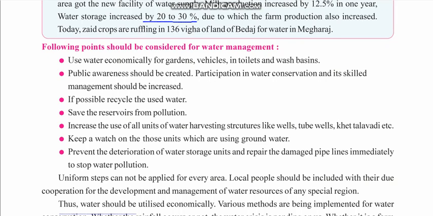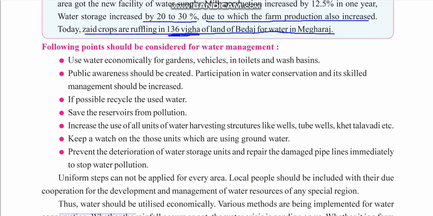This can only be done if you have constructed a huge amount of collective equipment, due to which this capacity was increased, and the farm production also increased. See, more water was available for farming, for agriculture, which helped in increasing the farm produce. Today, the Zaid crops are flourishing on 136 vigas of land in Budage with the water of Meghraj. Meghraj means rain. So, just with the help of rainwater, the village is doing farming on almost 136 vigas of land.